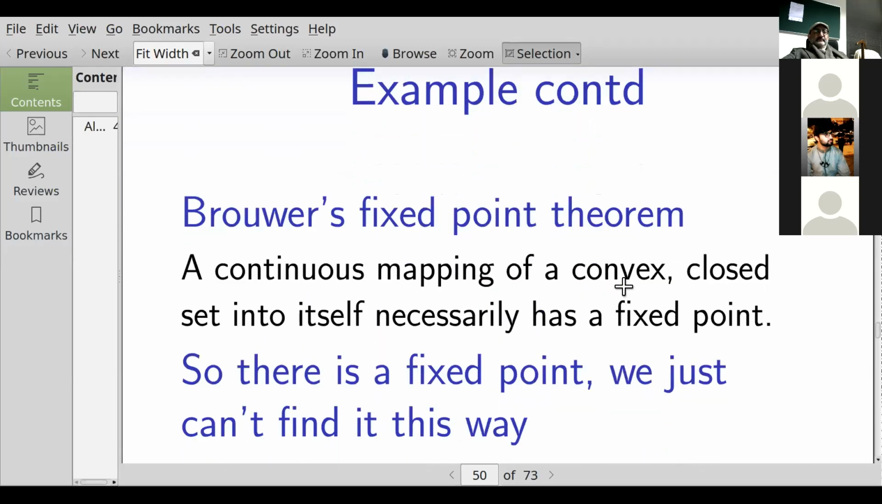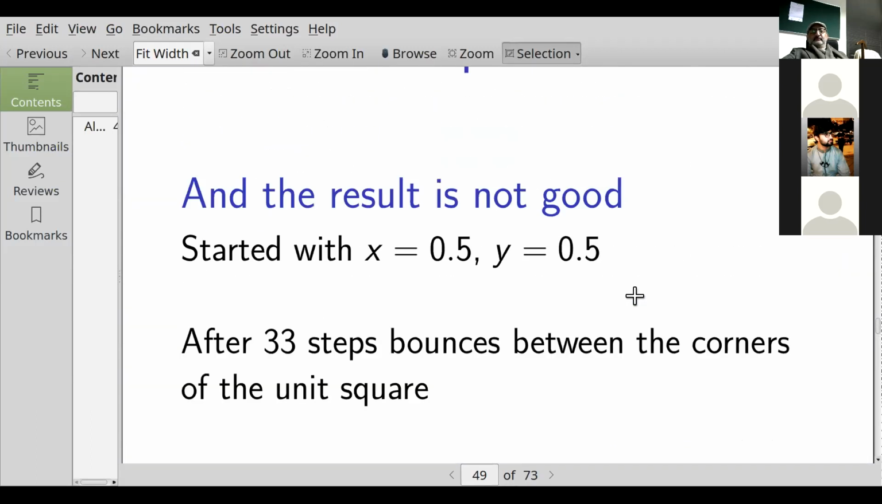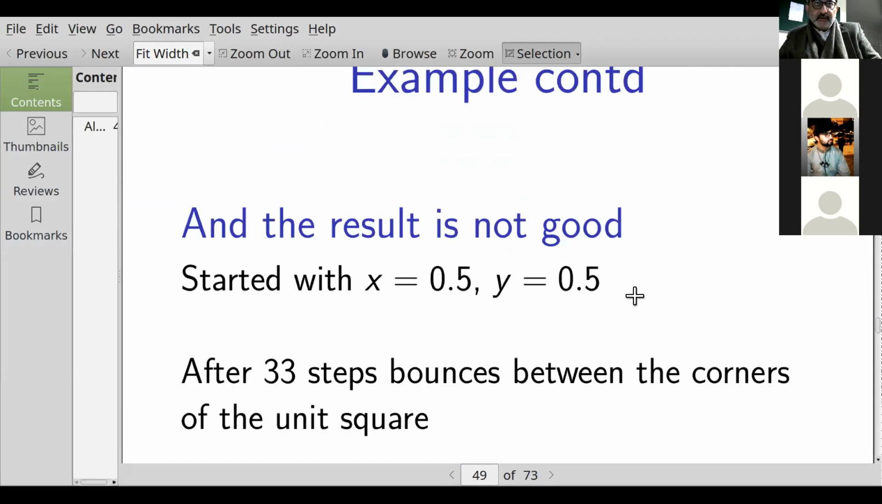Now, yeah, there's a question? Sir, can you please repeat this last part when you said that it bounces across the unit square? Sorry, repeat your question, please. I didn't get this last part when you said that the value keeps on bouncing between the corners of the unit square. Okay, so forget about the corners business, just the values you get are bouncing back and forth. It doesn't look like it's settling down to one fixed point. Okay?